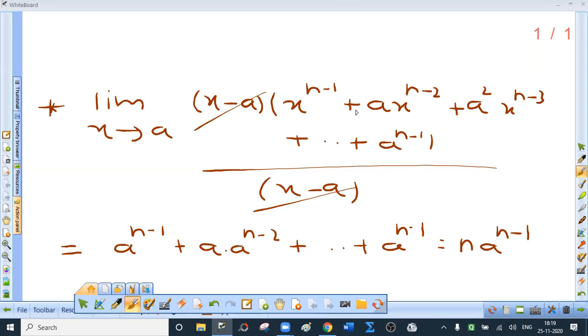So a raised to n minus 1 plus a into a raised to n minus 2. Actually, a means a raised to 1. So add indices. So again, a raised to n minus 1 up to a raised to n minus 1. These are in all n terms. If you add a raised to n minus 1 n times, you get this only, n into a raised to n minus 1. Is that clear? So this is a very important result.